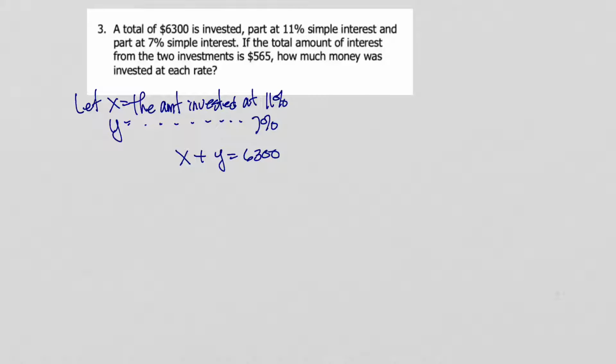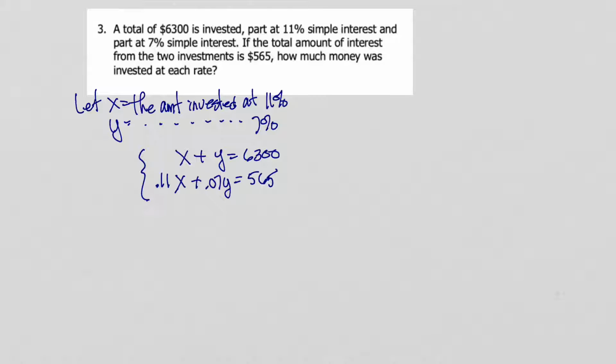And now we're going to make some interest at 11% and some at 7%. So if we invest this many dollars at 11%, then 11% of that amount will be how much interest we get. So we are going to write here as another equation 11% times x. Does that make sense? 11% of the amount we invest, that's going to be the interest. And then add the interest at 7%, 7% of y. Okay, that's that total of $565 in interest.